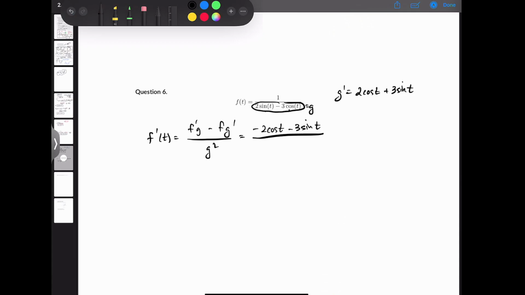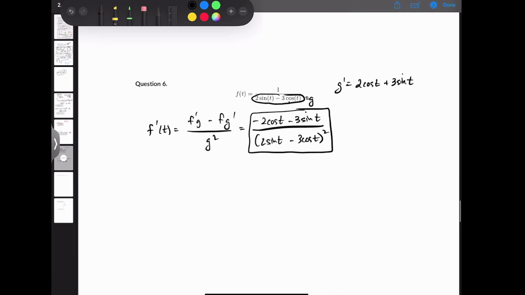all over g squared, 2 sine t minus 3 cos t squared. And we can leave it like this. This is fine. Again, if you're using online things to check your work, they might suggest a lot more simplification. This is not necessary for me, and honestly, that can just get you confused and lost. So this is a good way to go.